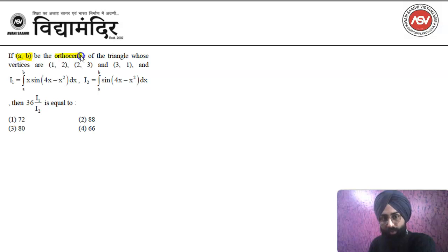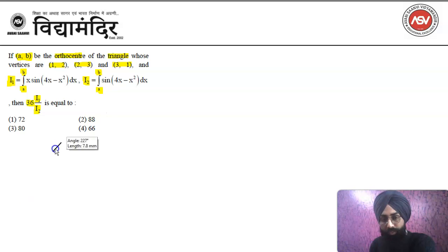If a comma b is the orthocenter of a triangle whose vertices are given here, 1 comma 2, 2 comma 3, 3 comma 1, and there are two integrals I1 and I2, we have to find 36 times I1 by I2. What will be the value? It means we need to simplify these integrals, but if you notice these values, the definite integral is having some limits here. These limits are actually the coordinates of the orthocenter. To solve these two, we will need the orthocenter first. So starting with that thing here.